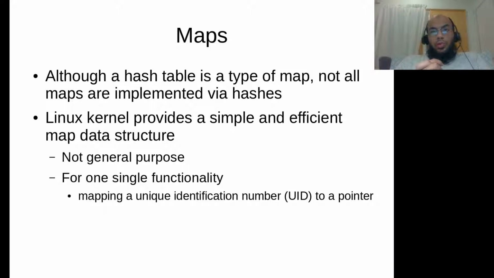Now we are done with the queues. Let's talk about the maps. Many of you might be well aware of what a map is. It's basically a data structure that maps a key to a value. Hash tables are a type of map, but not all maps are implemented via hash tables or hashes. Linux actually has an implementation for maps.